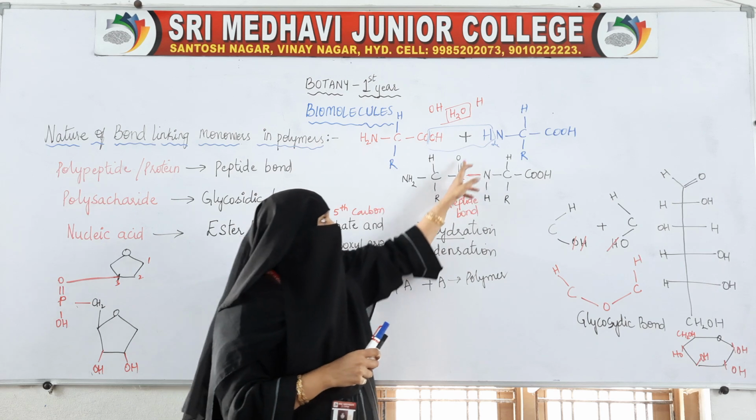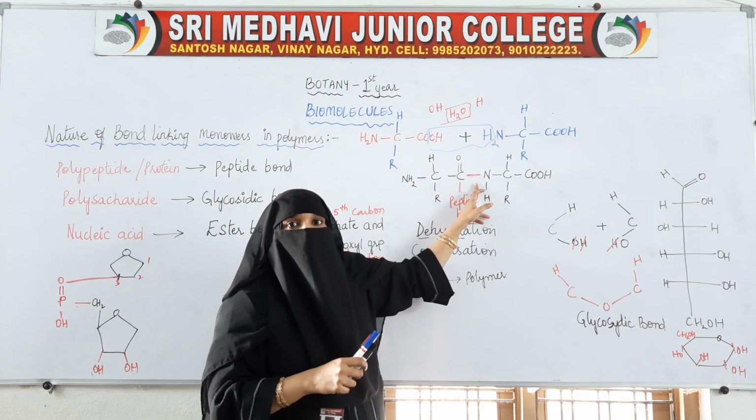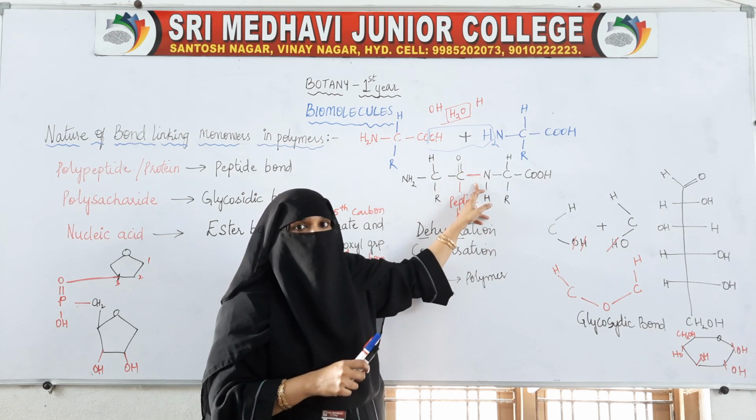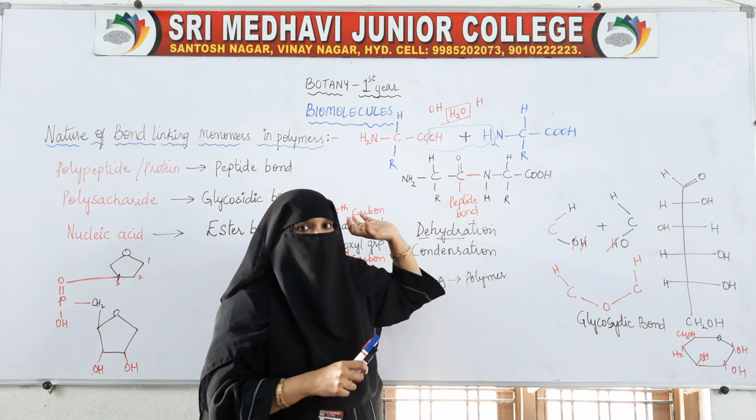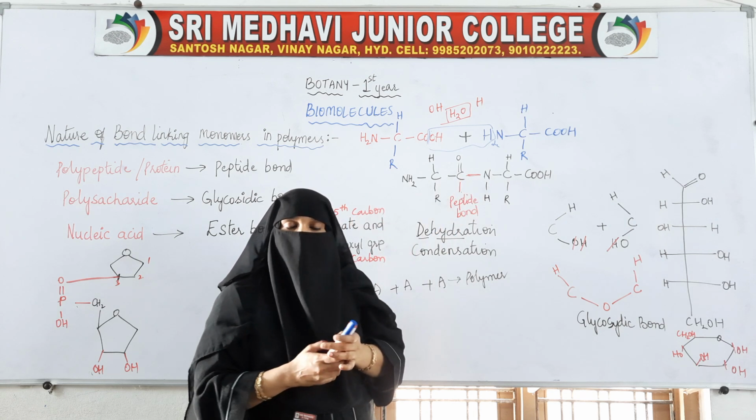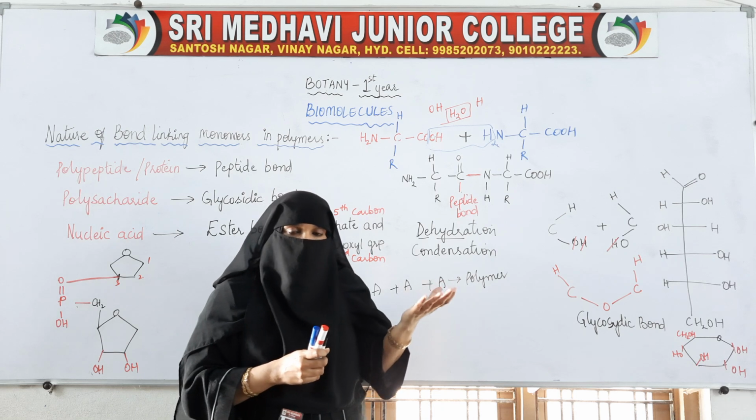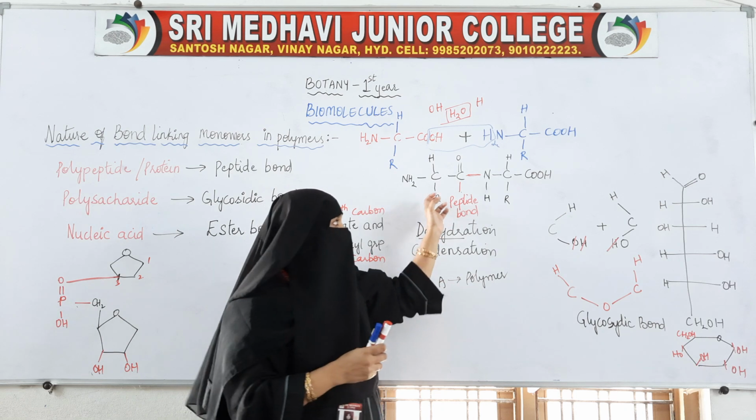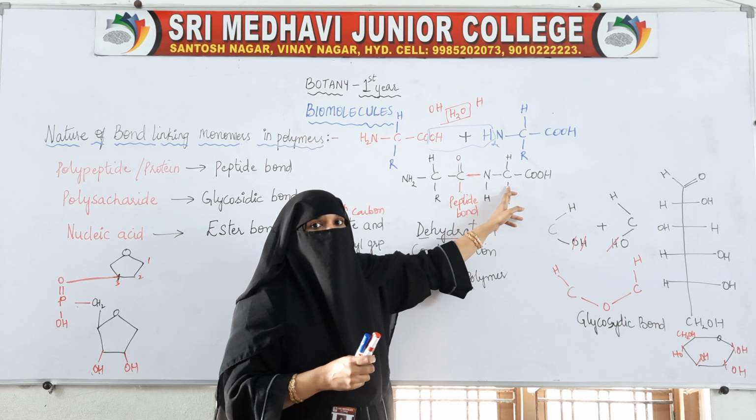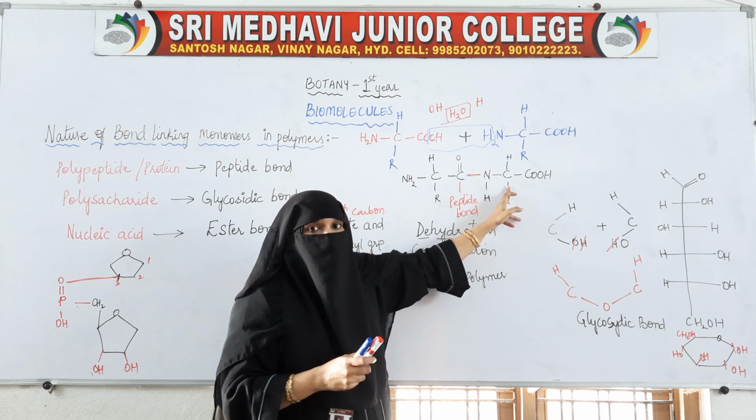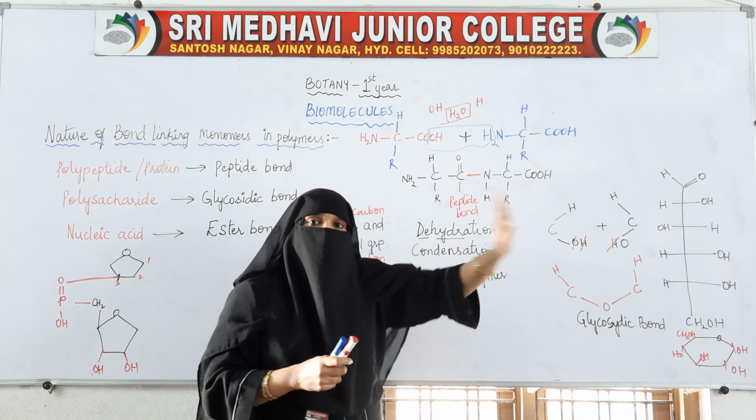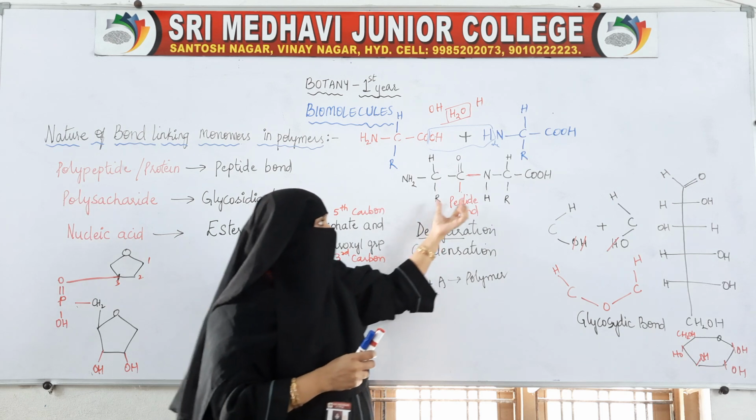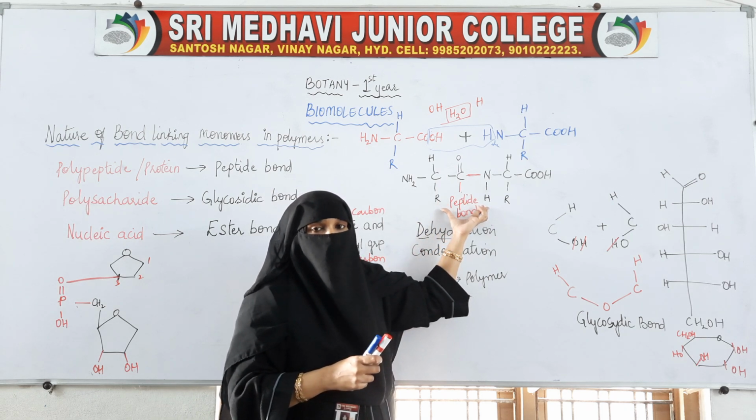That is, by removal of a water molecule, a bond is formed between the carbon of the carboxylic group of one amino acid and the nitrogen of the amino group of another amino acid. So this bond is called the peptide bond.